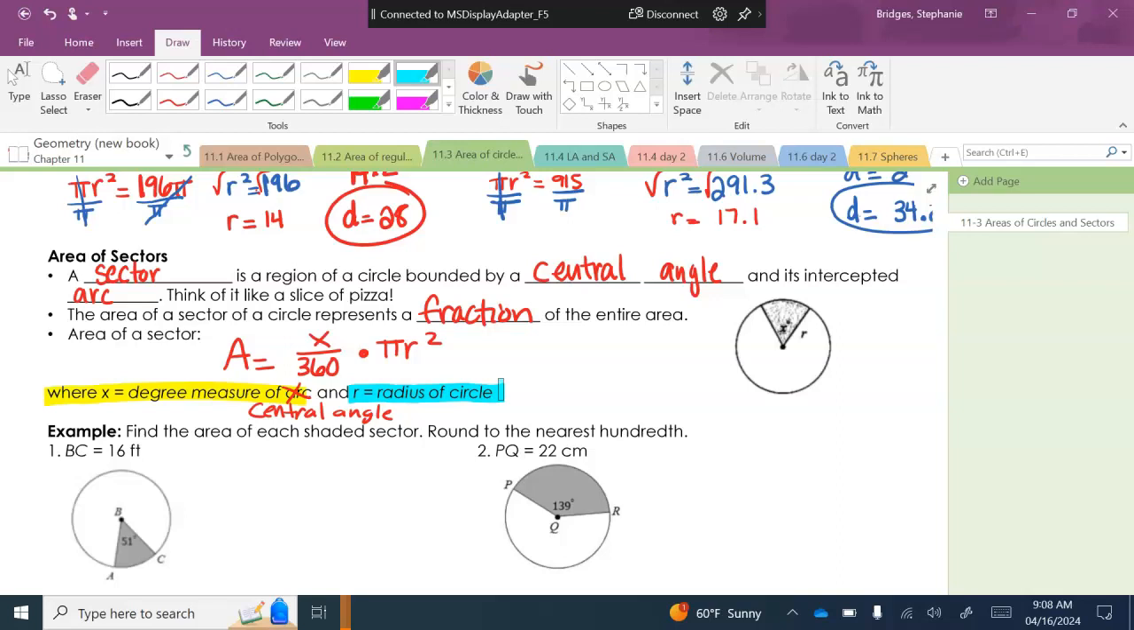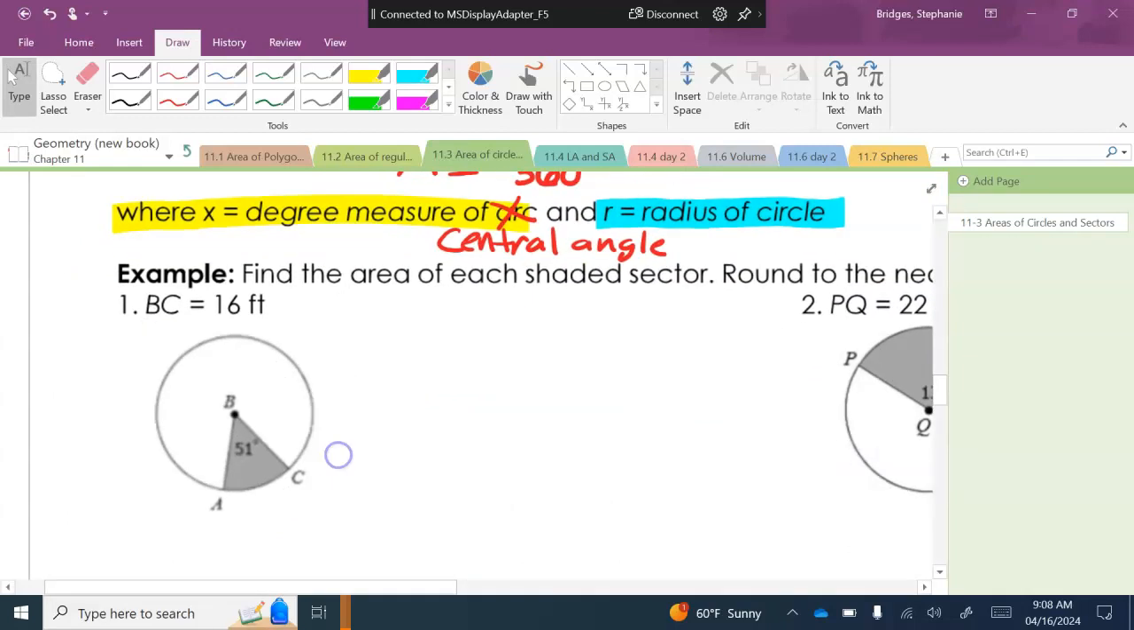Is everybody ready? Looking at my first sector, does everybody see the shaded part in your picture? That's my piece of pizza. What is the central angle there? The angle that is in the center, the first bite of my pizza is how many degrees? 51. So this is what we're going to do. We're going to go 51 over 360. We're just setting it up right now.